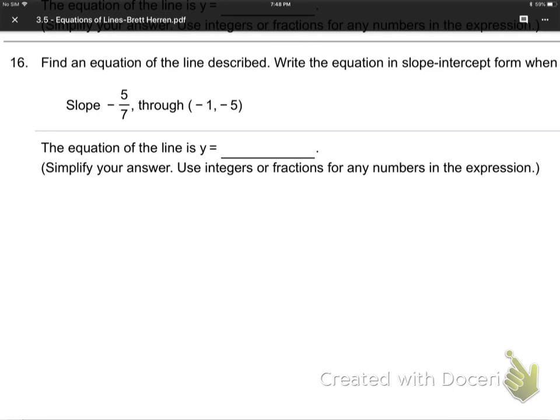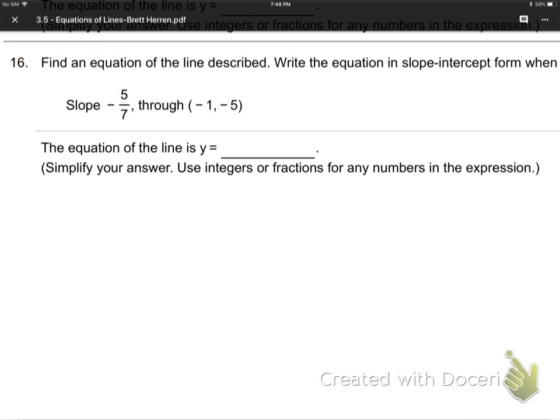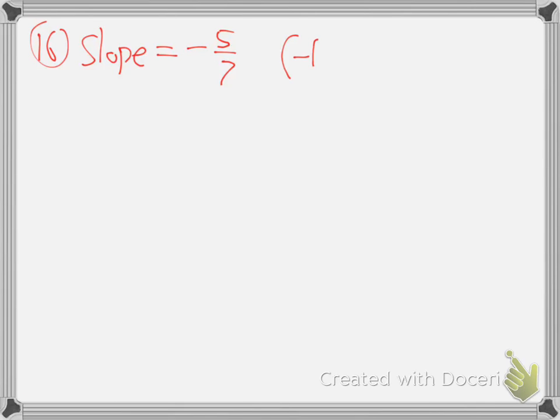See if you can be careful with the minus signs there. So they're giving you a slope. Can you read? Let me make it a little bigger. Here, I'll write it bigger here for you. Slope equals minus 5 sevenths. And the point is minus 1, minus 5. All right, take it from there. Okay, so is this how you have it? We good? We all getting this one now?